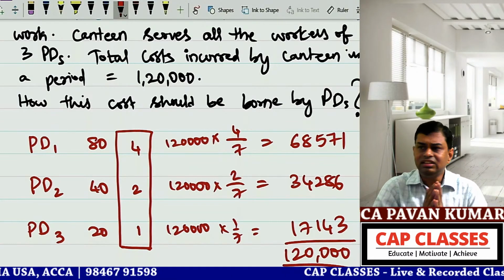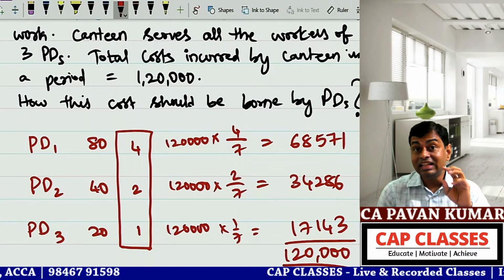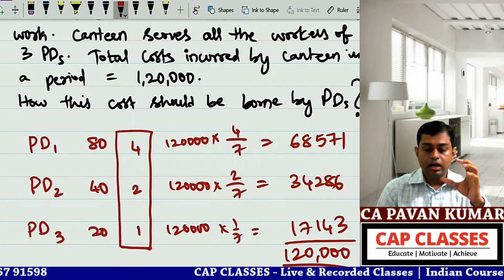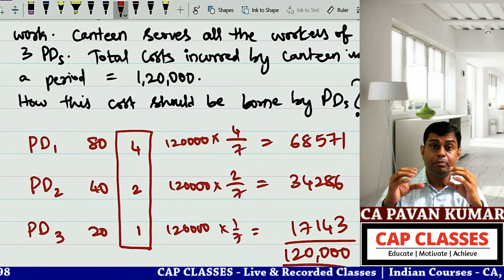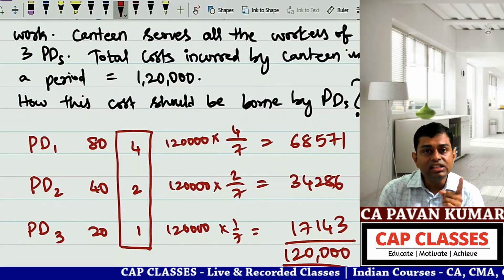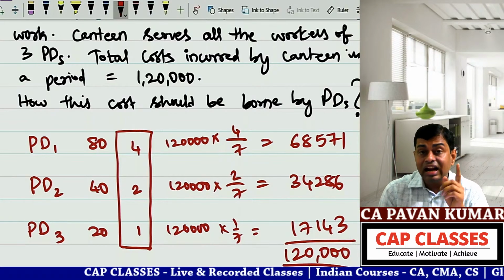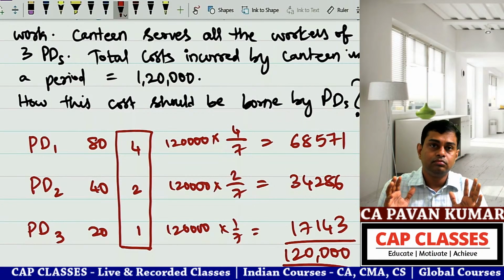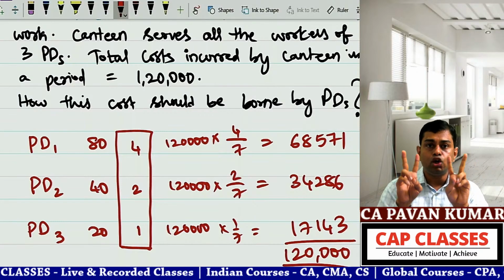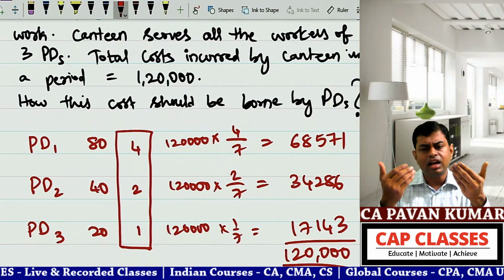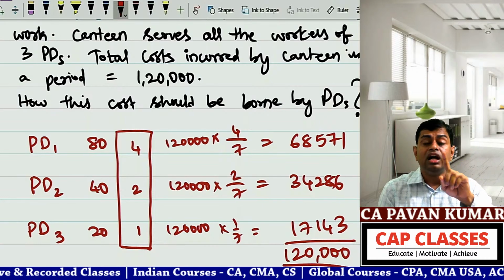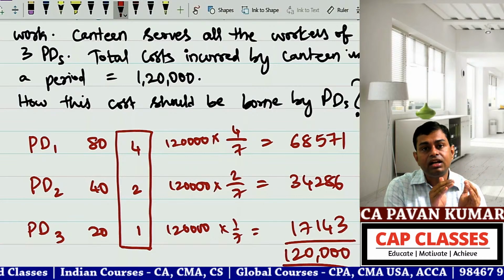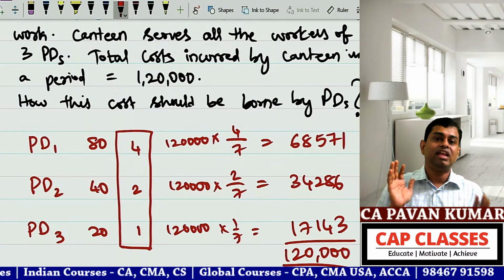Now, Pavan sir, this is very easy. Now there are three situations. Imagine there are two service centers, service department 1 and service department 2. If one service department is not rendering any services to the other service departments, your life is so simple. This is situation 1. There are two or more service departments, and none of the service centers renders services to the other service center. That means service centers render service only to production centers. Happy.